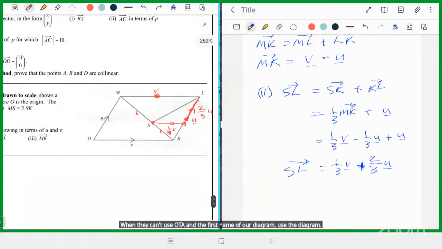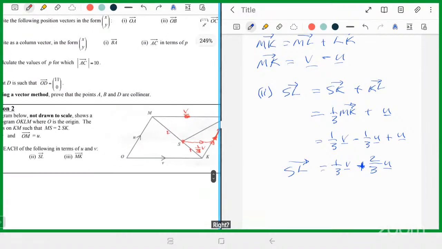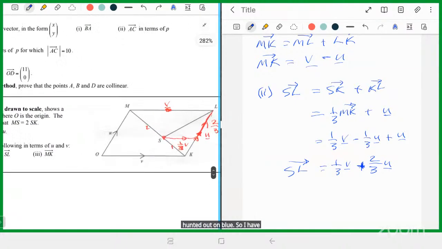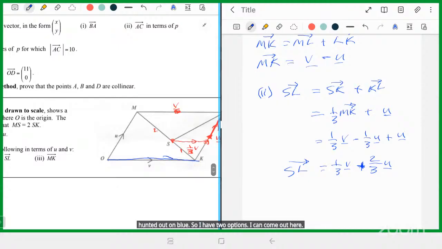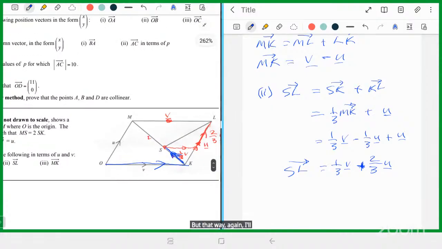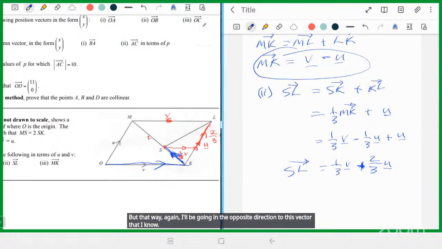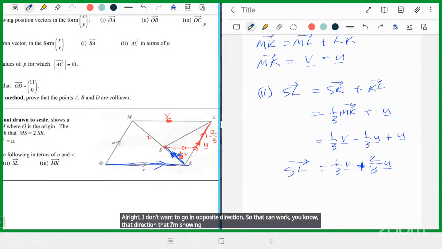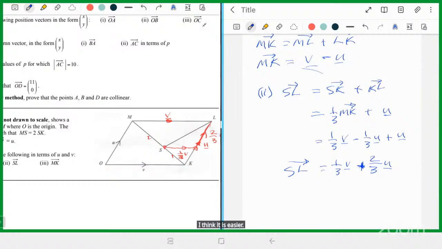Now, to go from O to S, let me put a different color on the diagram, blue. So I have two options. I can come out here to K and then go from K to S up here. If I do it that way, I'll be going in the opposite direction to this vector that I know. I don't want to go in the opposite direction. That direction can work, but I think it is easier to maintain the same direction as this vector, otherwise we'll have to introduce a negative and run the risk of making a mistake.